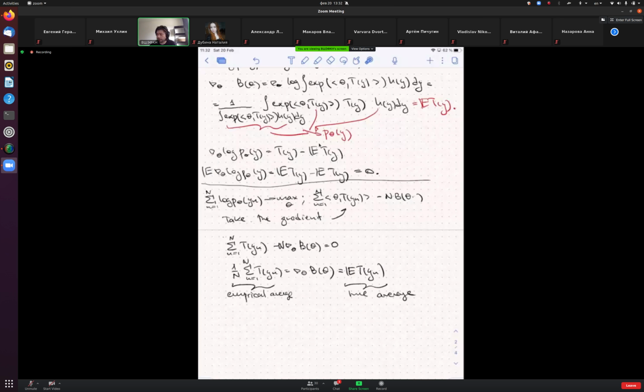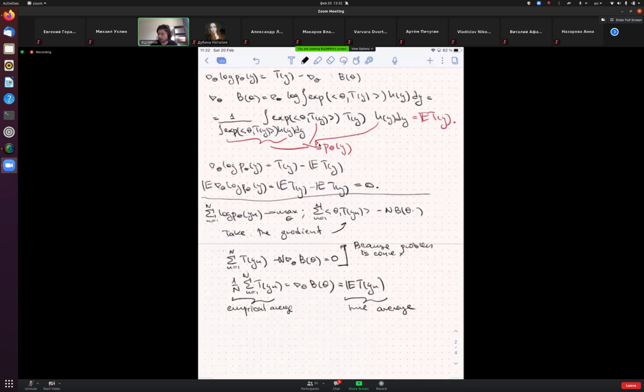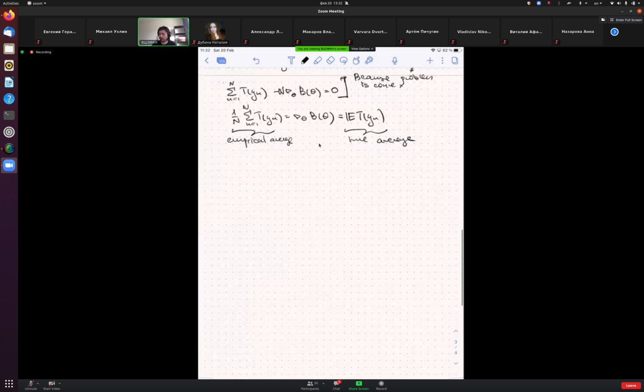Also, let me note why this is a sufficient condition: because the problem is convex. I will not show it now, but if you would like, you can check it. This term is linear, and you just need to find the Hessian of this and check it. It's a bit routine, but you can check it. Okay, but what's the clue? What is the relation to our problem?